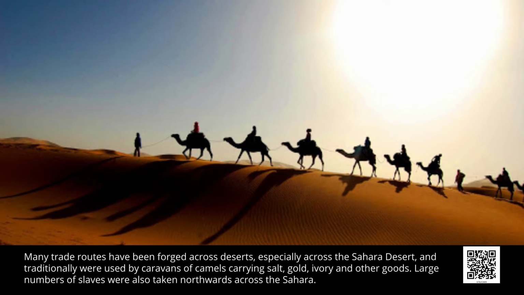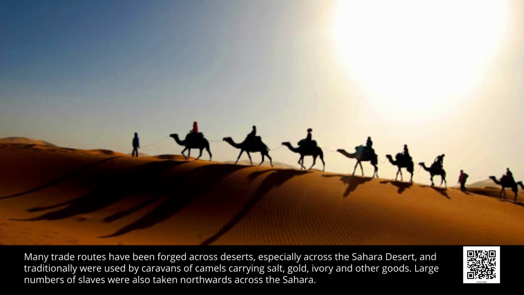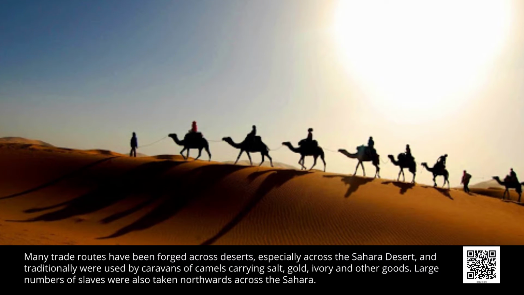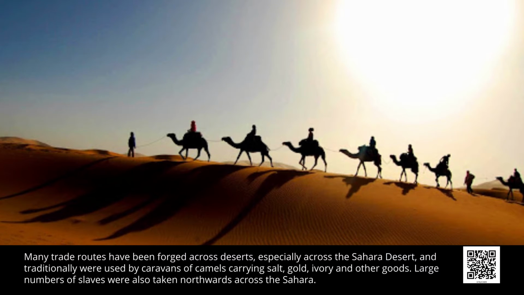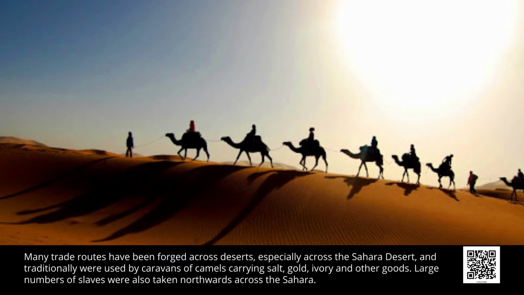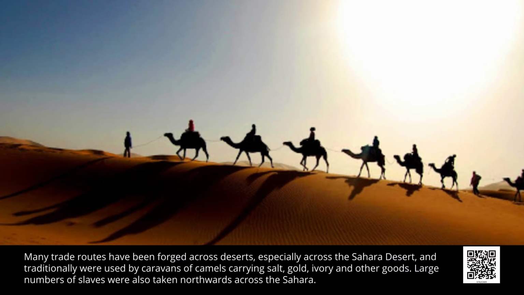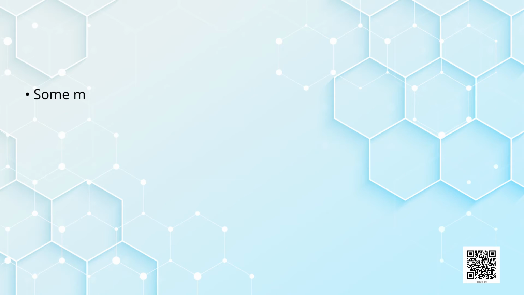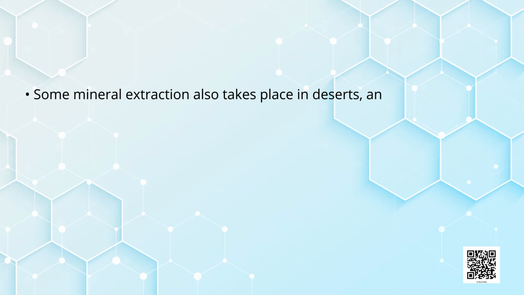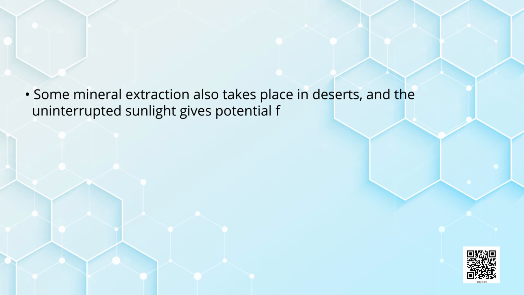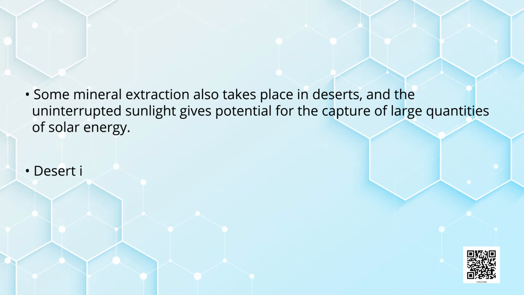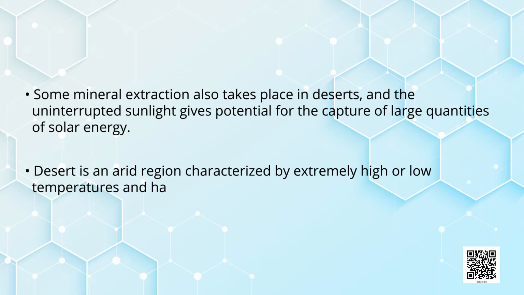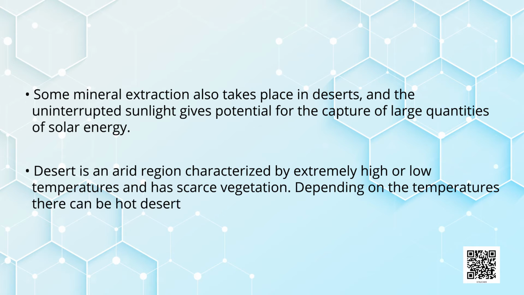Many trade routes have been forged across deserts, especially across the Sahara Desert, and traditionally were used by caravans of camels carrying salt, gold, ivory and other goods. Large numbers of slaves were also taken northwards across the Sahara. Some mineral extraction also takes place in deserts, and the uninterrupted sunlight gives potential for the capture of large quantities of solar energy. So in short, a desert is an arid region characterized by extremely high or low temperatures and has scarce vegetation. Depending on the temperatures, there can be hot deserts or cold deserts.